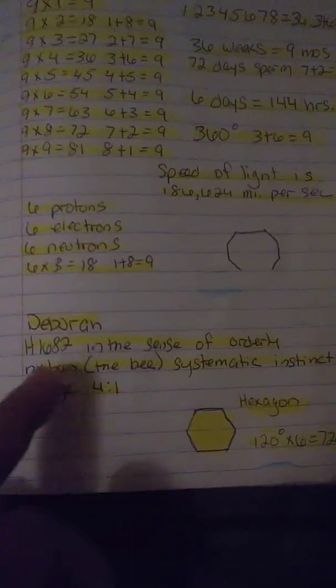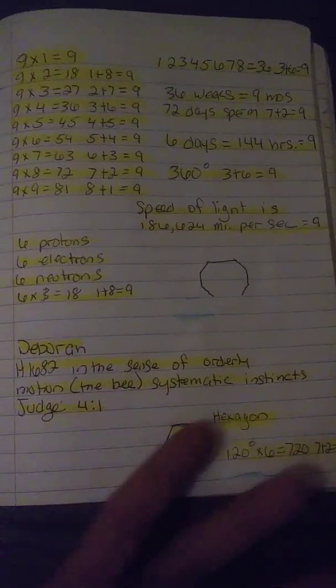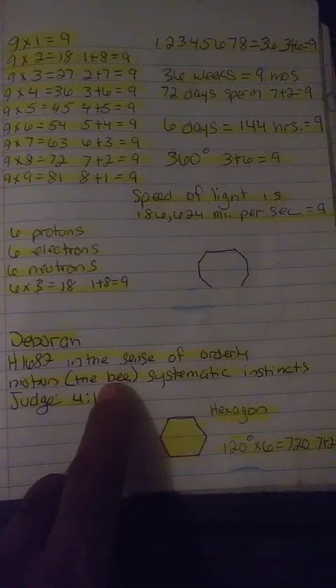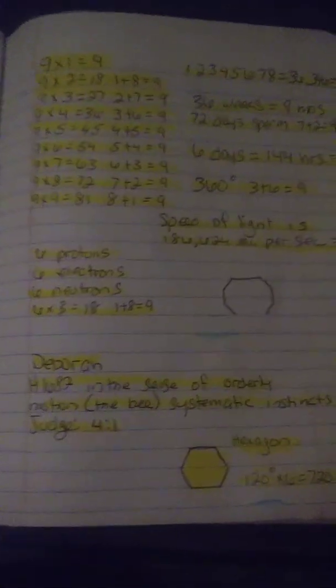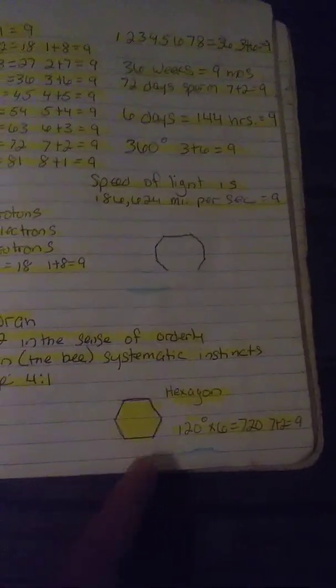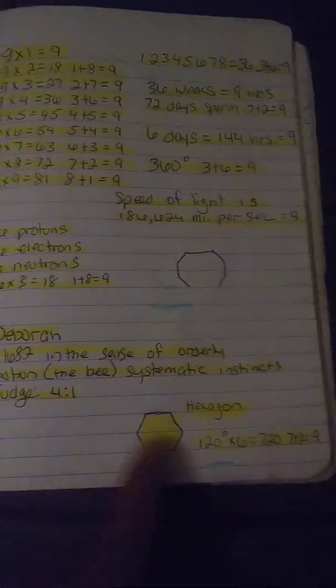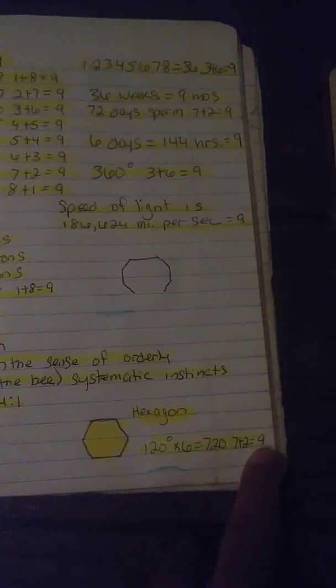And I want to show and prove that her name, if you look in your Strongs, even look up the definition of Deborah. Strongs is 1682, and it means in the sense of orderly motion. The bee. Her name means bee, from systematic instincts, right? And what is the shape that bees make? They make a hexagon. A hexagon has 6 angles. 120 degrees times 6 equals 720 degrees. 7 plus 2 equals 9.